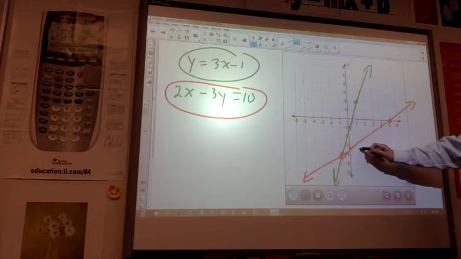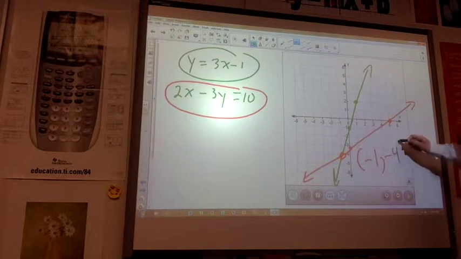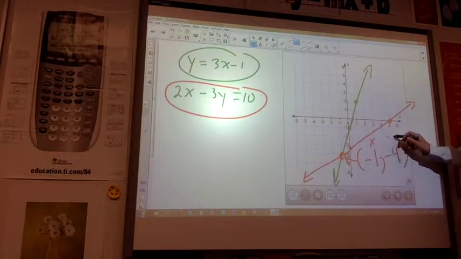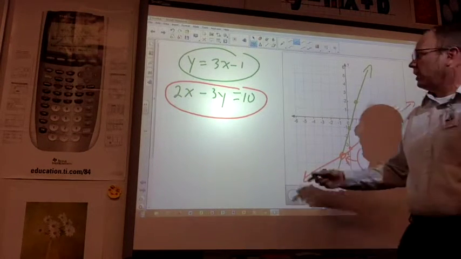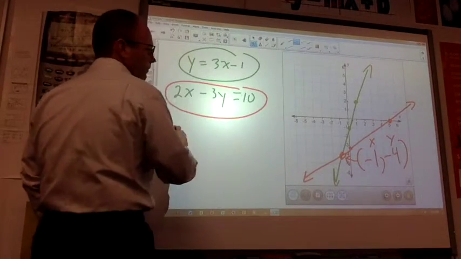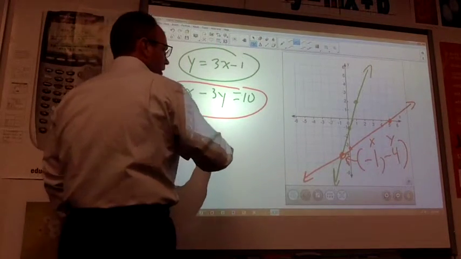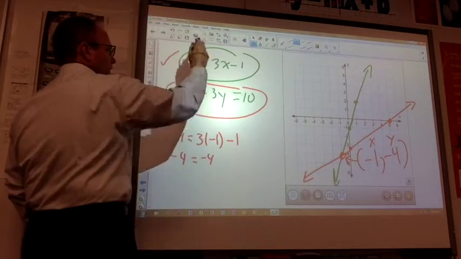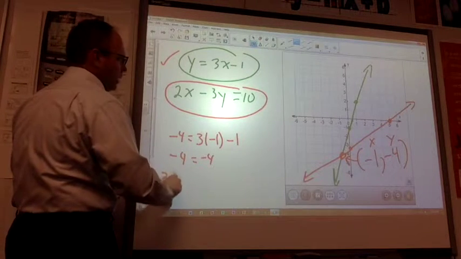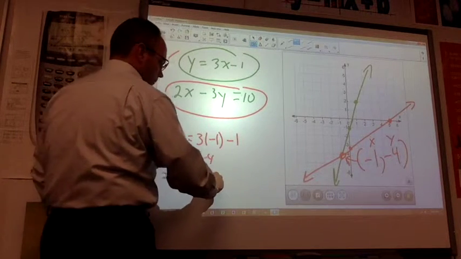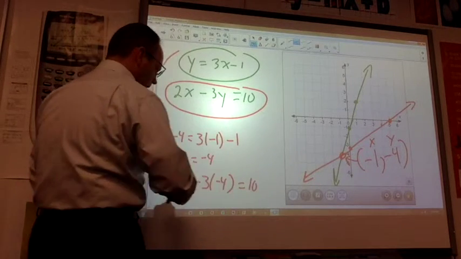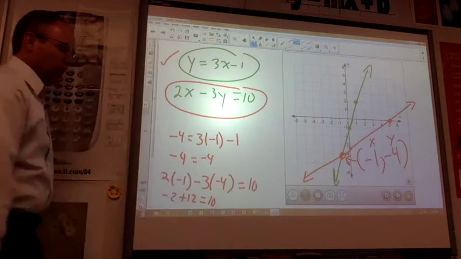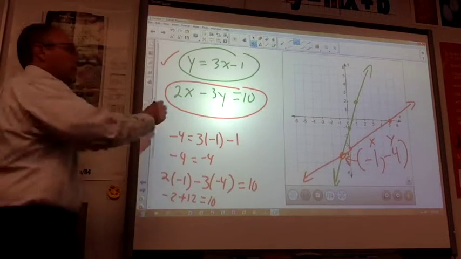That appears to be negative 1 comma negative 4 for a solution where it crosses. How do you know if that's correct? Well, that's an x and that's a y value, correct? Plug those x and y values in, plug it into this top, so I get negative 4 equals 3 times negative 1 minus 1. It works on that one. Plug it into the second one, so 2 times negative 1 minus 3 times negative 4 equals 10. Do the math. Is negative 2 plus 12 10? Yes. Yep, works on both.